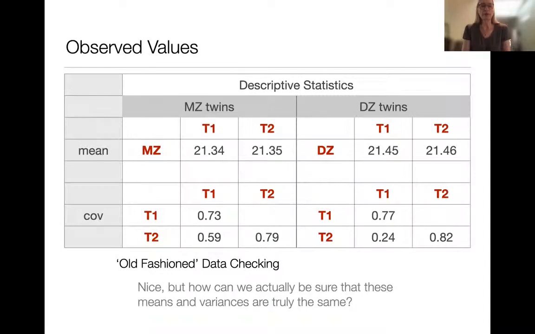element. Now, when we look at these observed values, the question is, does it look like the means can be equated across twin 1 and twin 2 and across MZs and DZs? And the same for the variances. Of course, we can do some old-fashioned data checking, but we really need to test this properly, which is what we'll go into next.